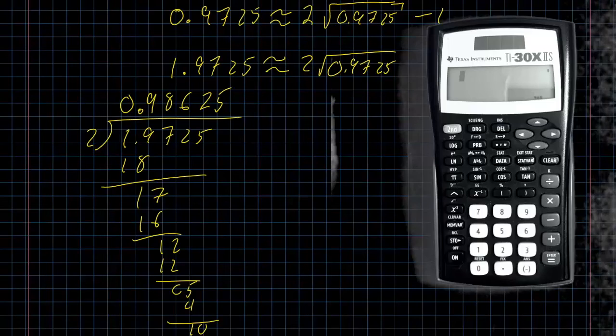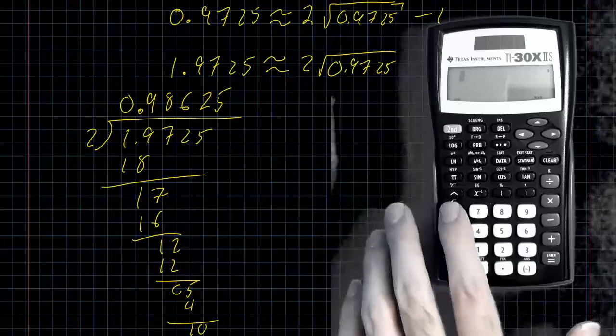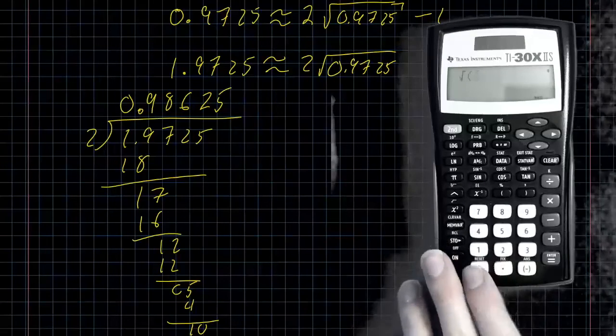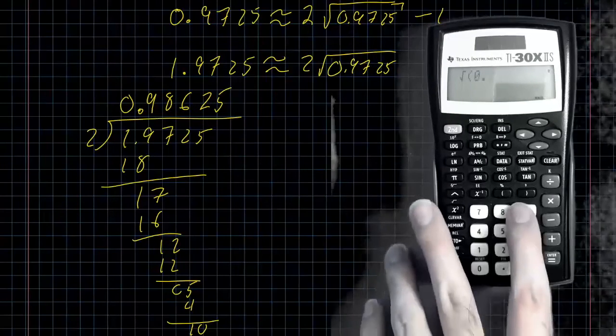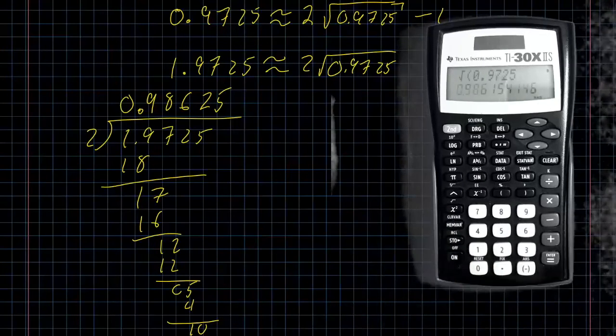As recently as the 1980s, that would have been the end of the story. We needed to calculate a square root, and we used this approximation to do so. But of course, today we live in an age of calculators, so I can go ahead and ask my calculator, what is the square root of 0.9725? And my calculator tells me it is 0.986154. That is incredibly close.